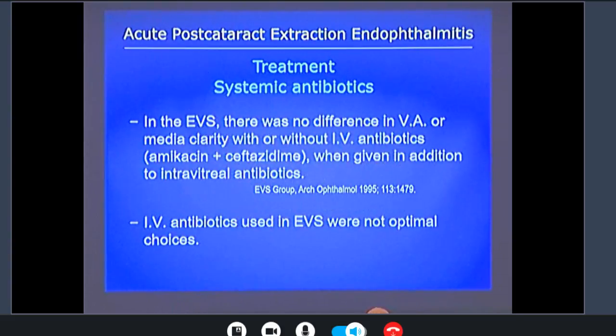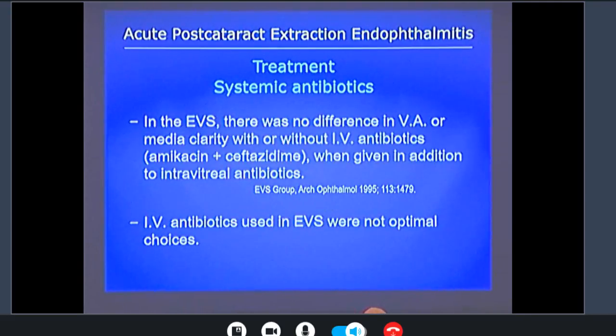Systemic antibiotics. One of the objectives of this study is to look also at the value of systemic antibiotics. The study concluded that systemic antibiotics did not affect the outcome, and you don't need systemic antibiotics. However, the choice of systemic antibiotics in this study was very strange. They used a combination of amikacin. What is the spectrum of amikacin? And ceftazidime, both of them are gram negative.